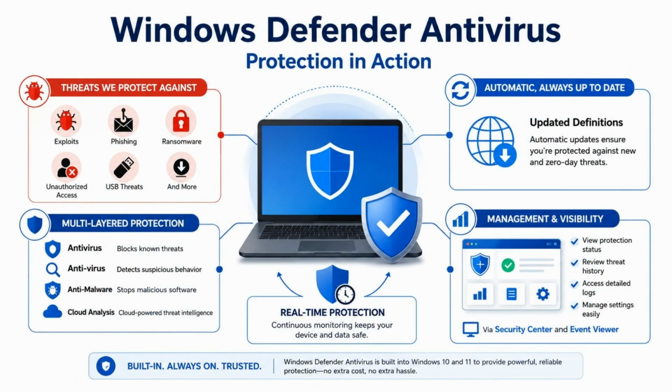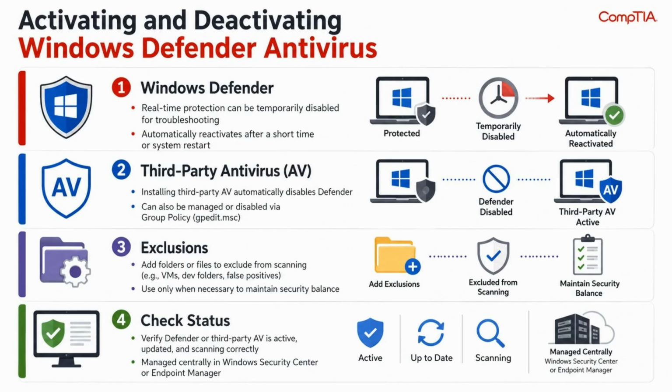Here's what Windows Security's virus and threat protection dashboard actually looks like. Notice the real-time protection status and the most recent scan results. Windows Defender's real-time protection can be temporarily disabled for troubleshooting, and it automatically reactivates after a short time or system restart. Installing third-party antivirus automatically disables Defender, though it can also be managed or disabled through group policy using gpedit.msc.